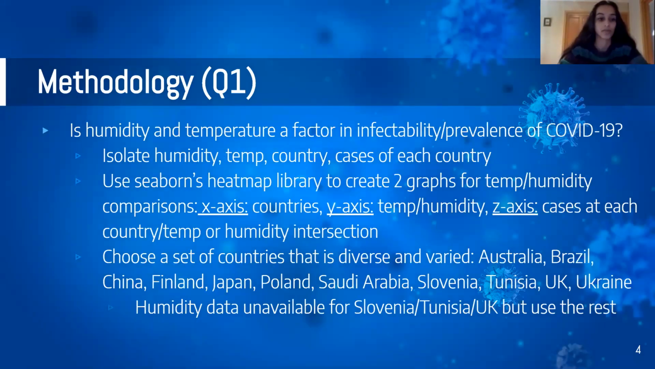Our methodology for the first research question first involved pre-processing by isolating humidity, temperature, country, and cases for each country, and then we used Seaborn's heat map library to create two graphs, one to compare temperature and one to compare humidity. For these graphs, the x-axis was countries, the y-axis was temperature or humidity, and the z-axis was COVID-19 cases at each intersection of country and temperature or humidity. And we wanted to choose a set of countries that had diverse and varied temperatures and humidities.